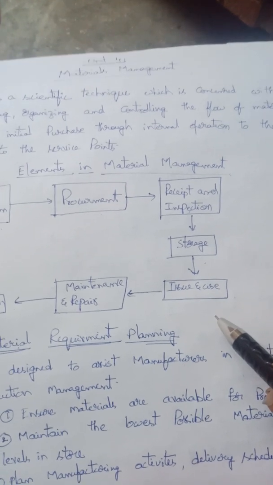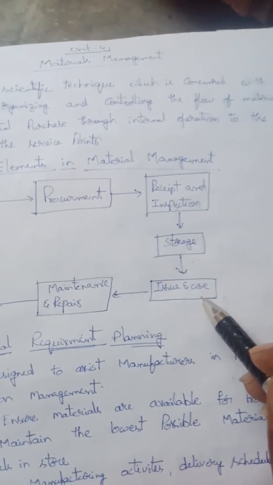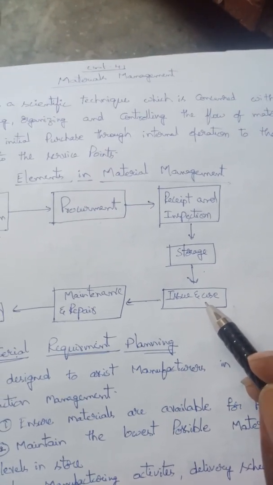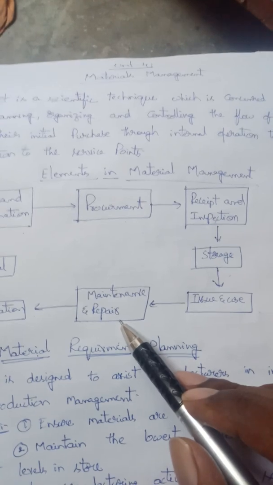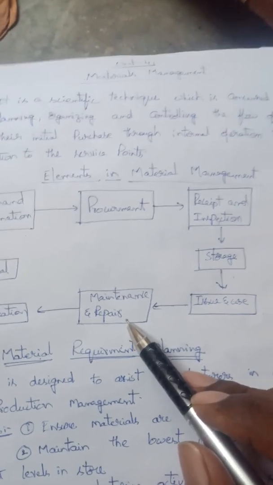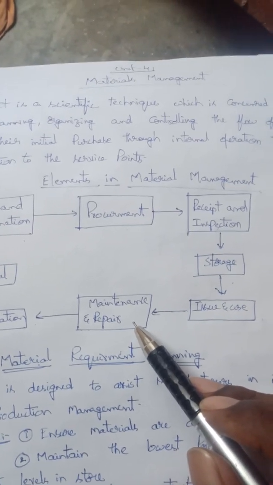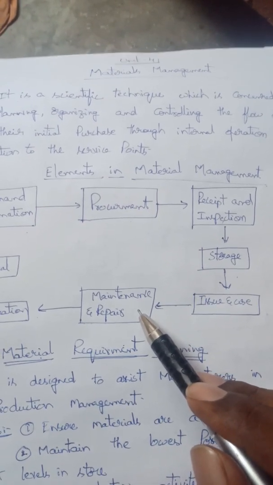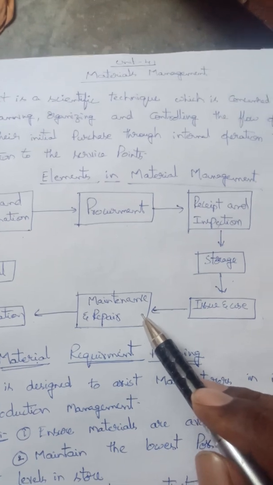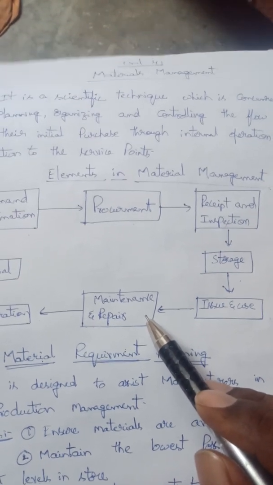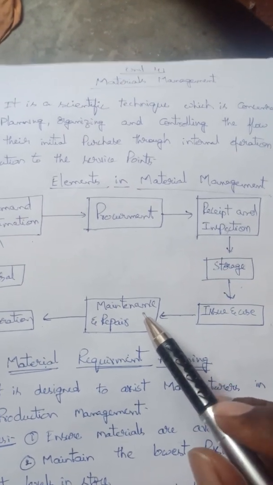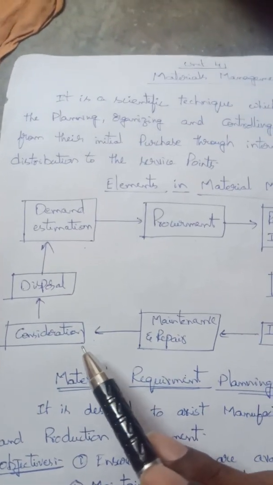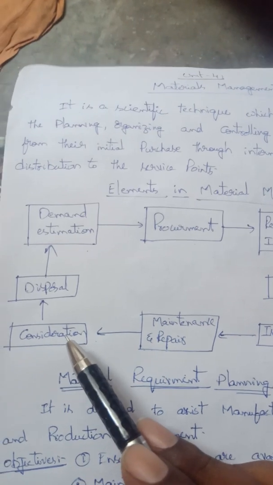And issue and use: how much raw material is required, how much quantity is required as per the production process. In this stage, it can be identified. If there are any problems, they will be there in the maintenance. In previous classes in the third unit, we already discussed the different types of maintenance. It's two types: preventive maintenance and breakdown maintenance. In the maintenance concept, they identify how many resources of raw materials are required. The next one is consideration, which means the importance of raw materials.